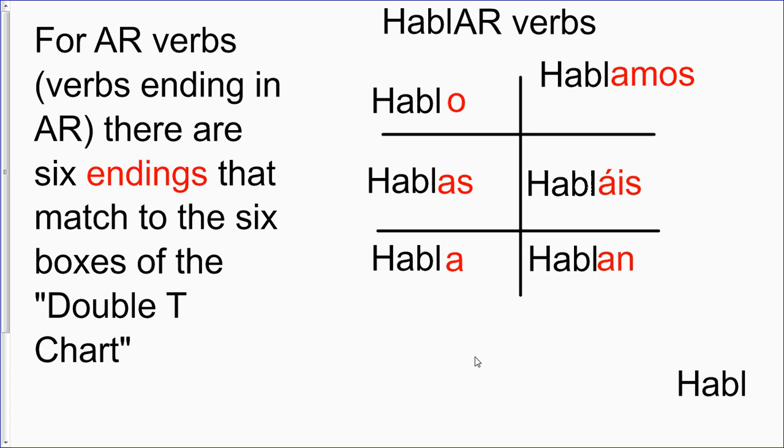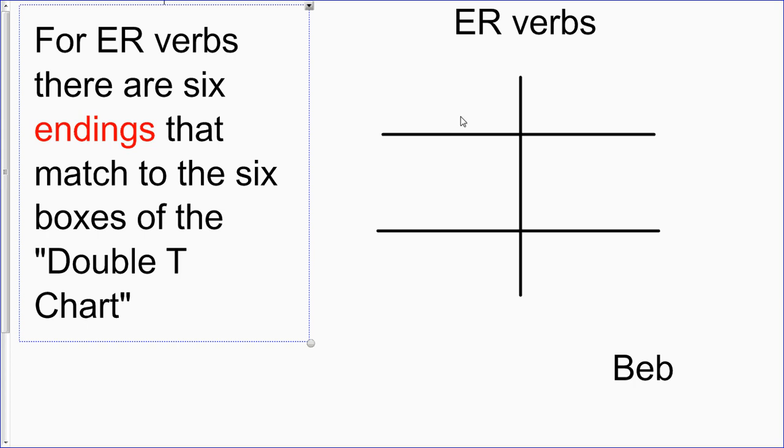This is how AR verbs are formed. We've got ER verbs right here. I'm going to do the same thing. For example, beber is our verb. I'm going to put one of these stems in every spot. We've got beb in every spot.